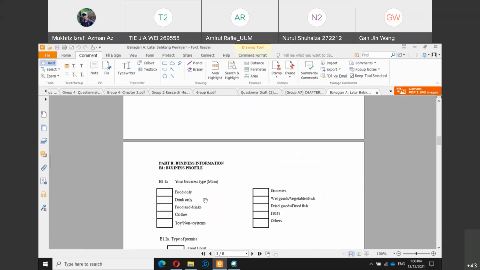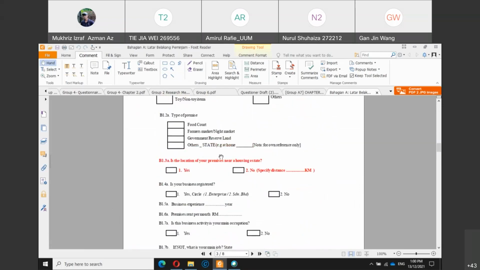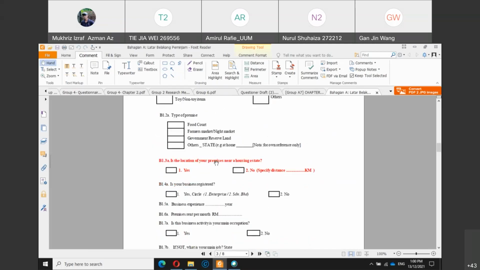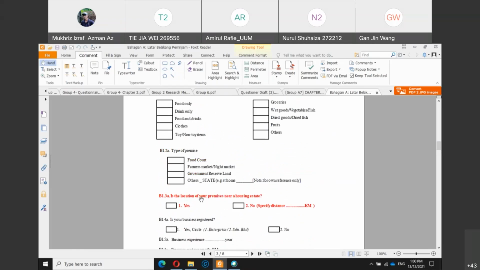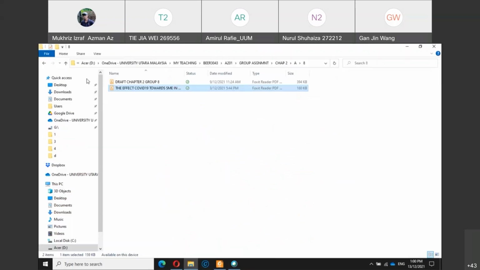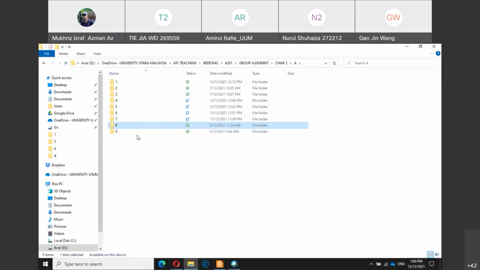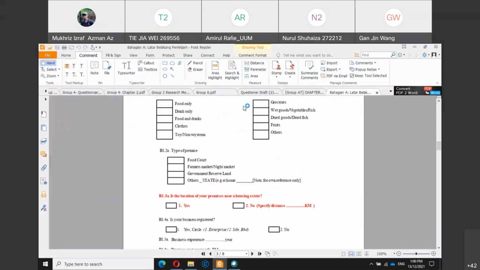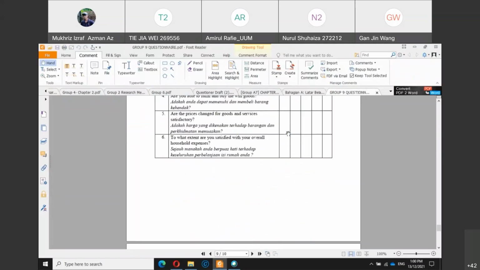Because this questionnaire is meant for penggerai tepi jalan, as what you mentioned here, type of premise: food court, farmers market, night market, government reserve land. So these are not shop owners yang ada kedai runcit semua tu. Ini peniaga-peniaga. So you need to modify the scope of your study. Okay, for group 8, and finally group 9.